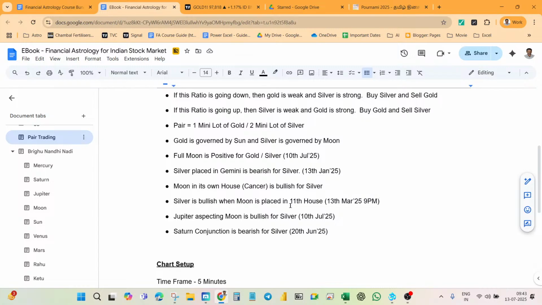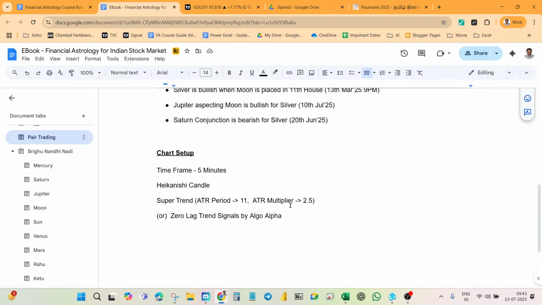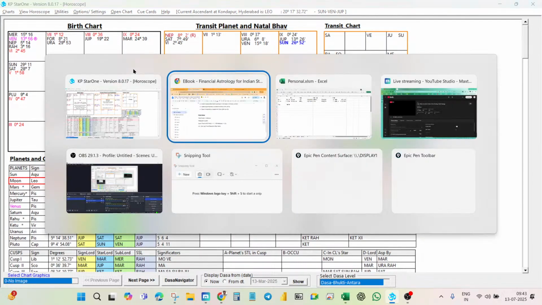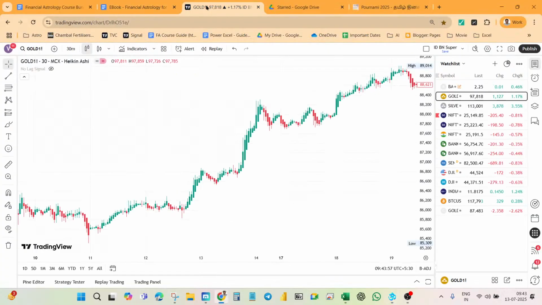Okay, and whenever Rahu is activated, it can be a trap actually. You should be very careful. And then the chart time frame, what you should use: 5 minutes chart only. Don't go for less than that. 5 minutes chart, and then use Heikin-Ashi candles. Heikin-Ashi candles you have to use actually.